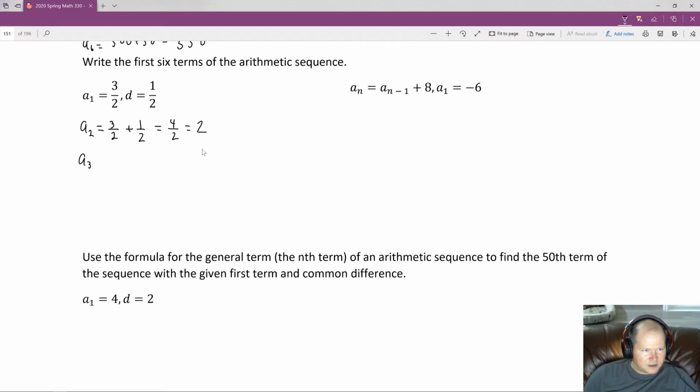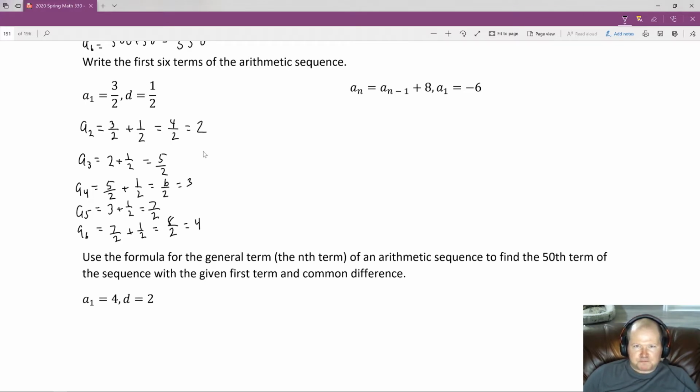Alright, so the next one, the third one, is going to be 2, the previous one, plus 1/2, which will give me 5/2. The fourth one is going to be the previous one, 5/2, plus 1/2, which gives me 6/2, which is equal to 3. The next one is going to be the previous one, 3, plus 1/2, which gives me 7/2. And the sixth one is going to be the previous one, 7/2, plus 1/2, gives me 8/2, which is 4.